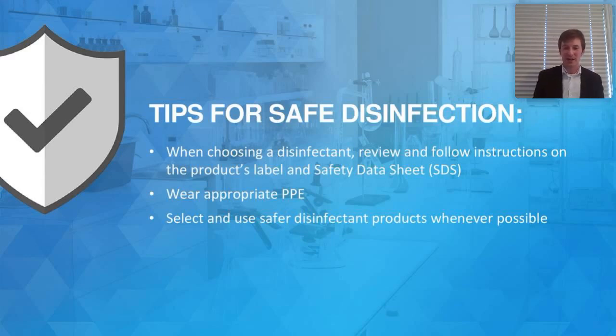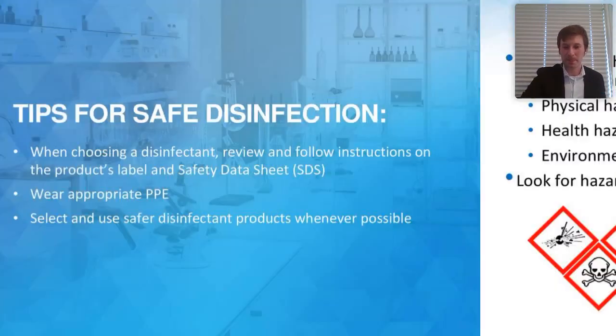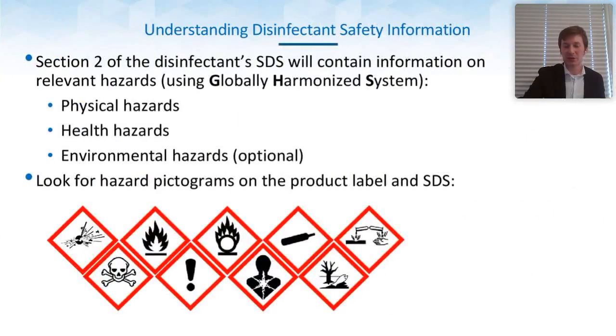adverse events. And so we're going to talk a little bit about, obviously we understand the importance of choosing a safer product, but how do we actually evaluate products to make sure that what we're using is safe? So I mentioned the label and the safety data sheet, but we're going to get into a little bit more detail about how to actually interpret these resources.